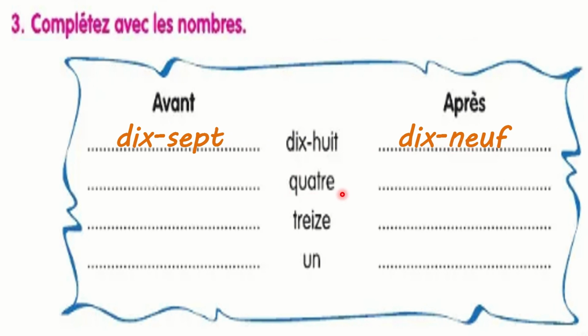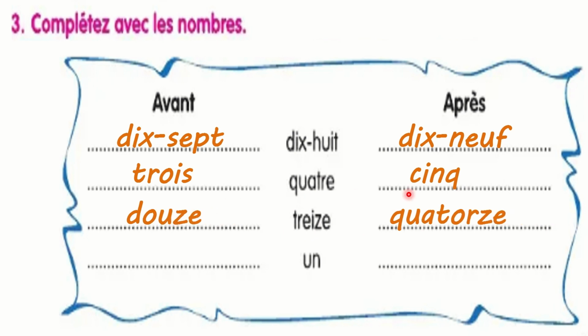Then we have 4, which is 4. So before it 3 comes and after it 5. Then we have 13, which is 13, and that is 12 et 14. So in this 12 means 12 and 14 means 14. Then we have 1. 1 means 1. 0 et 2. 0 means 0 and 2 means 2.